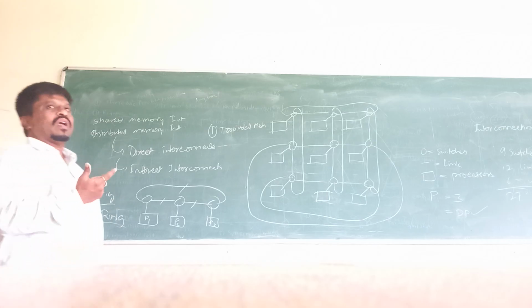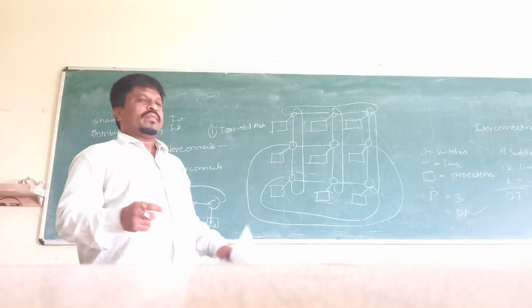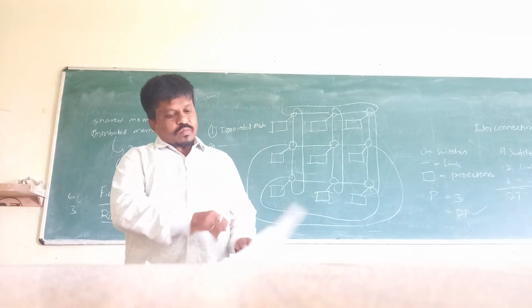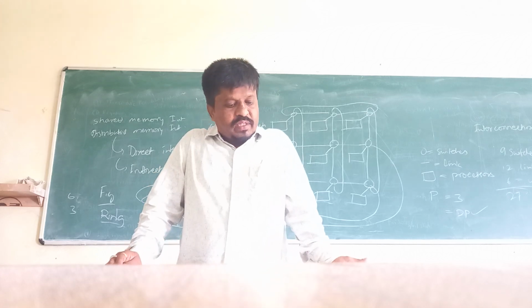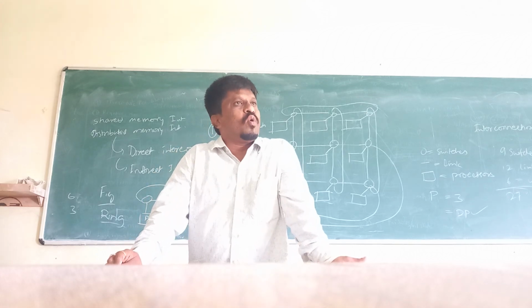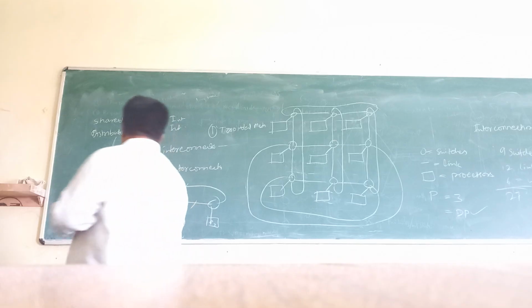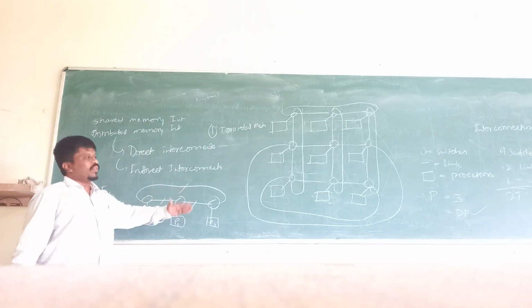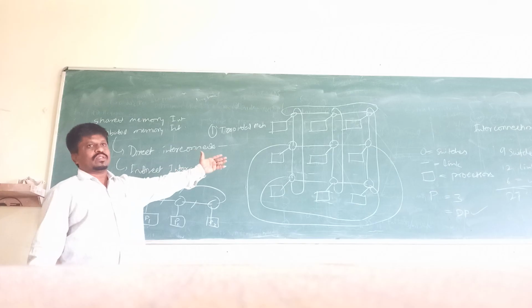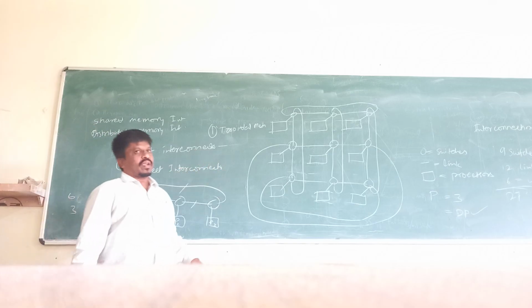Okay, this is all about distributed memory interconnects. Usually the possible simultaneous communication in the mesh is more compared to the ring. In the ring the possible links are very few compared to the mesh. The mesh will have so many connections, and we can interconnect with one another.